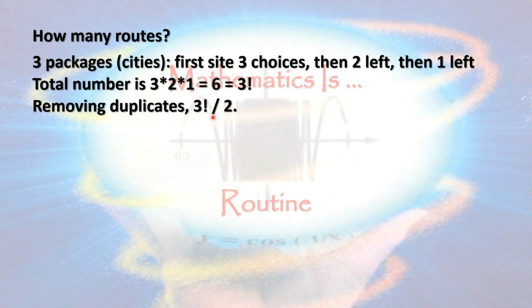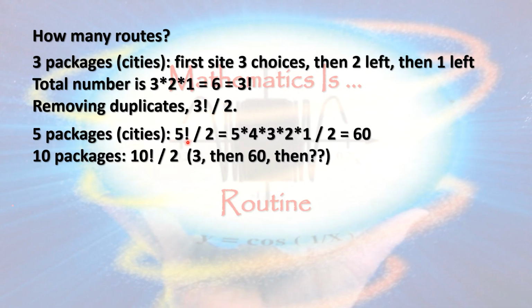If we have 5 deliveries to make, there would be 5 factorial, 5 times 4 times 3 times 2 times 1, which is 120, divided by 2, or 60 routes. For 10 packages, there are 10 factorial divided by 2 routes. I want you to guess how large this might be. 3 packages had 3 routes. 5 packages produced 60 routes.